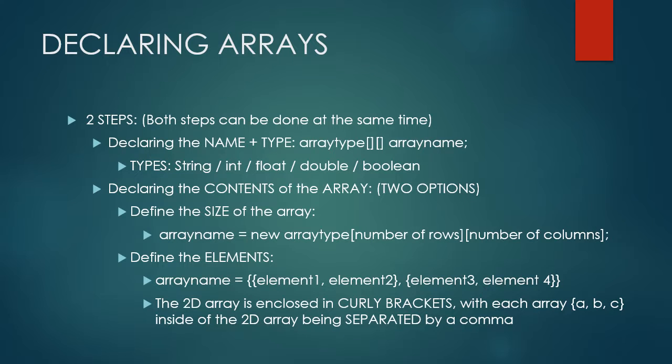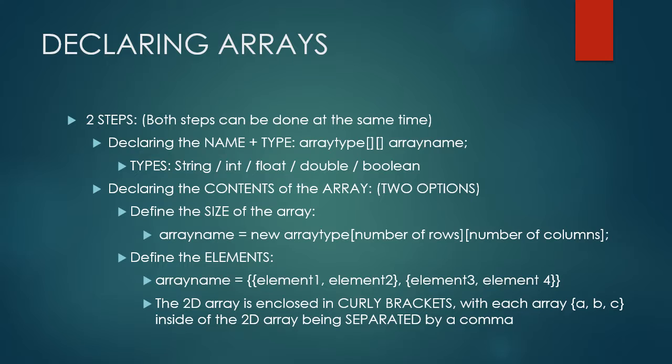So there are two steps when declaring a 2D array. Both of these steps can be done at the same time. The first step is declaring the name and the type of the array in the form array type square bracket square bracket array name. There are 5 main types of 2D arrays: strings, integers, floats, doubles, or booleans.